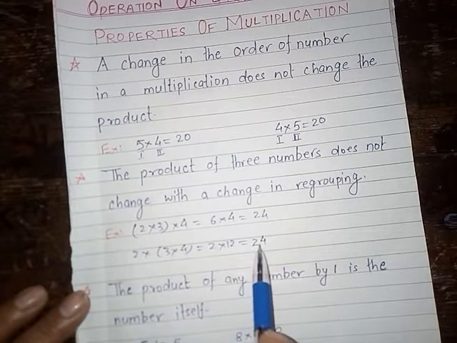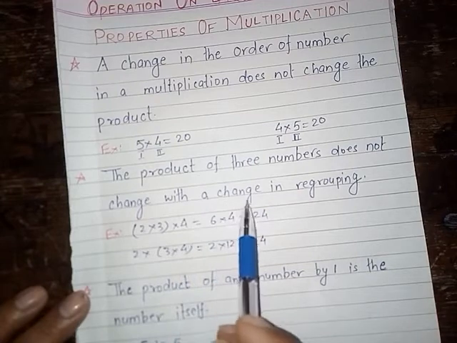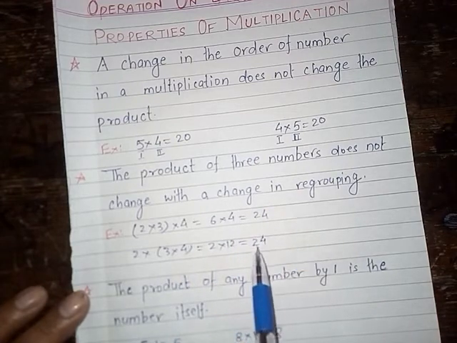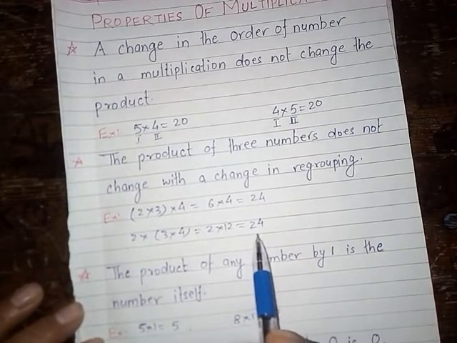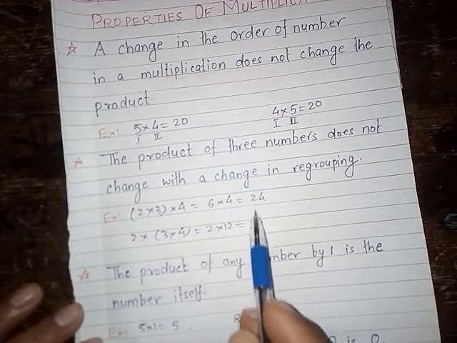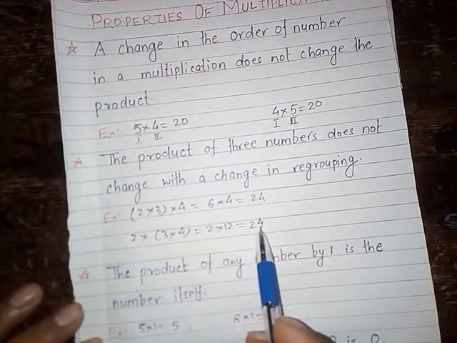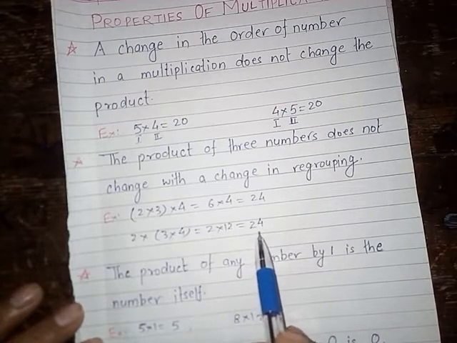The meaning is the product of three numbers does not change with a change in regrouping. The meaning is if you make a group in multiplication in any order, then the final value or product would not be changed, as you are looking in these two examples. Okay.